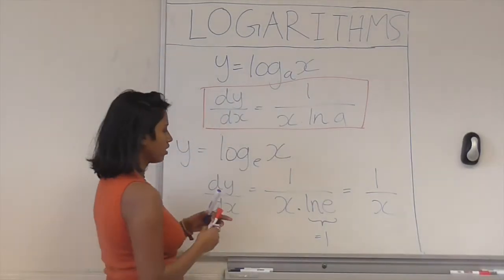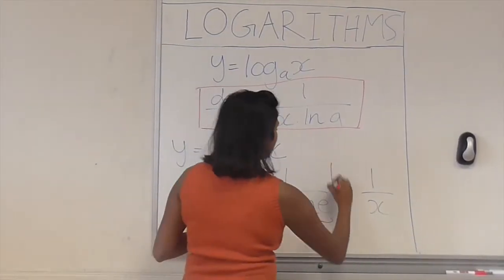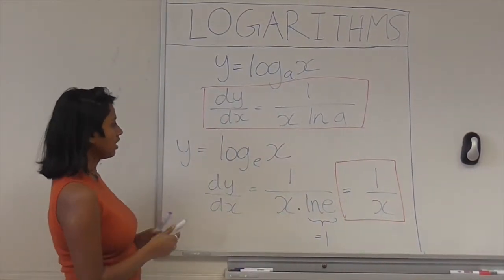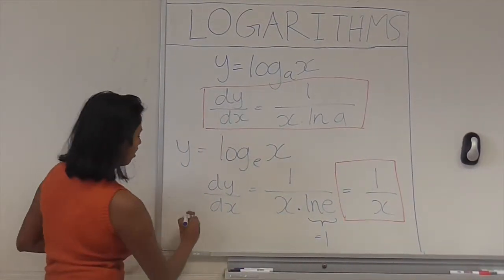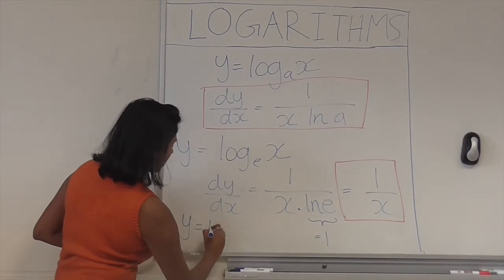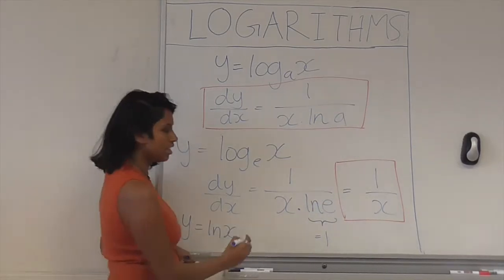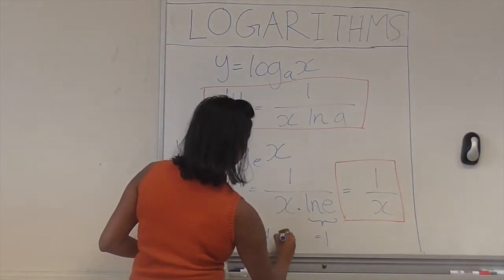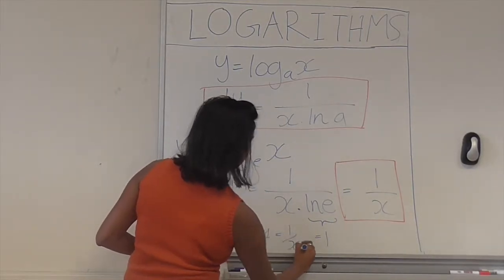And this is also important because every time in an equation, if you see ln of x, so if you have y equals ln of x, the derivative of that will always be 1 over x.